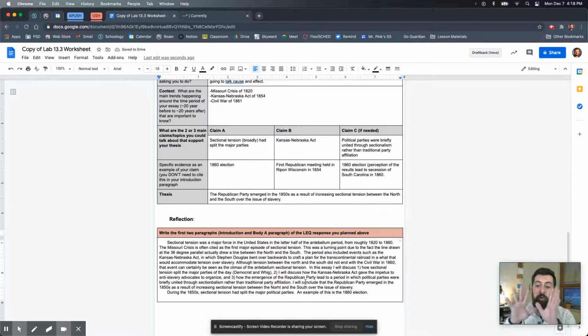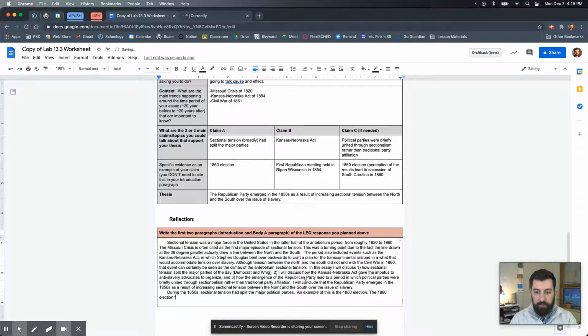All right, so I've cited my example. Now I have to relate back to that subpoint. The 1860 election featured four viable candidates for the presidency, right? Maybe let's do this: there were two main candidates from the North.